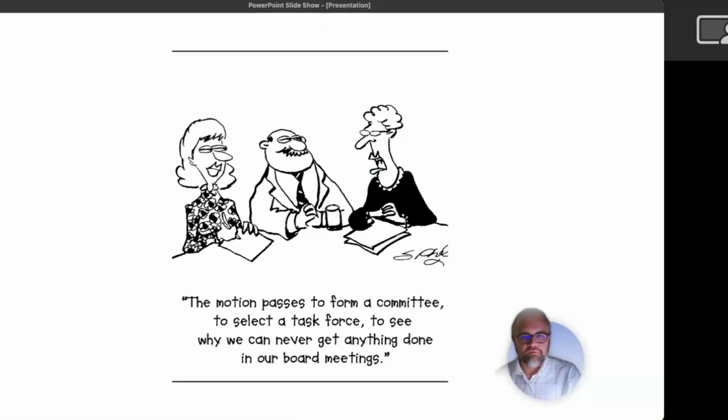So I'll show you one of my other favorite cartoons, just as we bring things to a close. I sure hope your session does not ever have to do anything like this: to pass a motion, to form a committee, to select a task force, to see why we can never get anything done in our board meetings. That is not how we need to be functioning as the church, and I sure hope your session does not function that way.